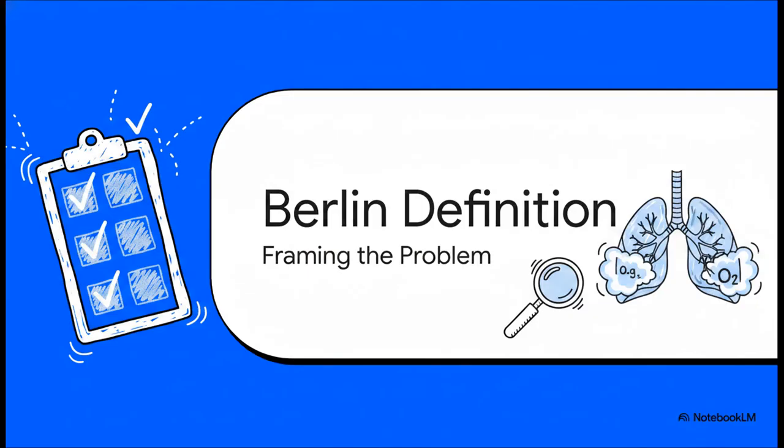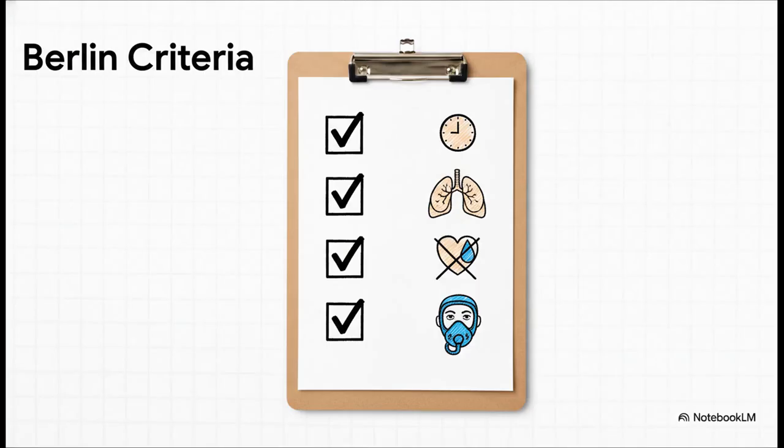All right, Section 1, the Berlin definition checklist. We're framing the problem here. In the ICU, we don't just guess, right? We use a very strict 4-part checklist to define exactly what ARDS is. So a patient absolutely must tick every single one of these 4 boxes to get that formal ARDS diagnosis.